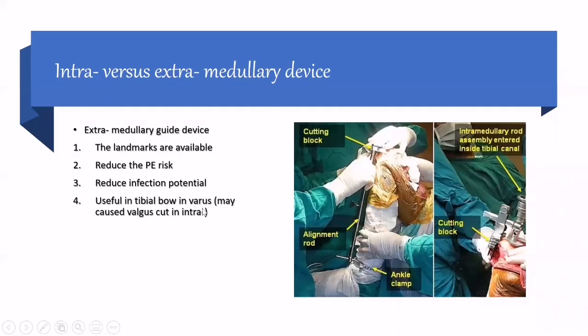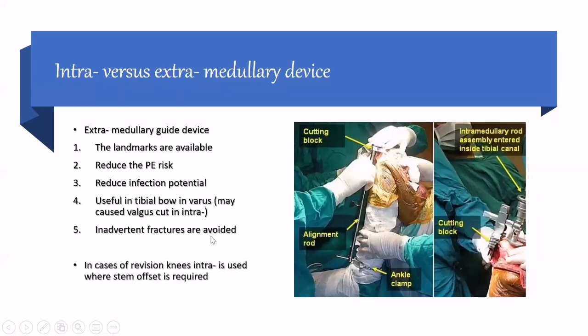So the extramedullary device is not affected by an anatomical malalignment, especially when you have a previous fracture in the midshaft or the proximal part and you have malalignment, but you have a good alignment of the mechanical axis. So that's what you need. If the anatomical axis is difficult, you cannot put the intramedullary device in that. So inadvertent fractures are avoided regarding the tibia. Some cases of revision surgery may need an intramedullary device, when we are using stem offset, a long stem in the tibia is required.